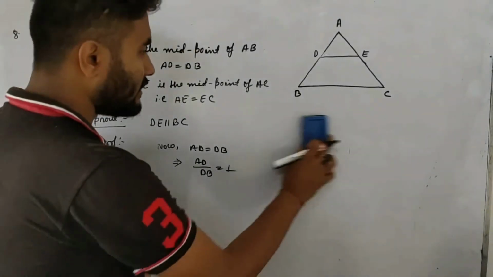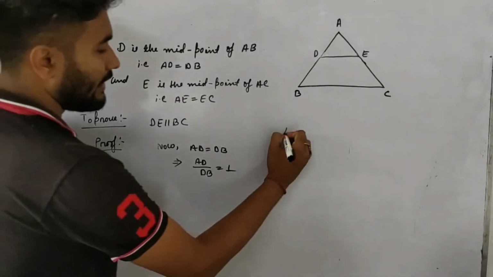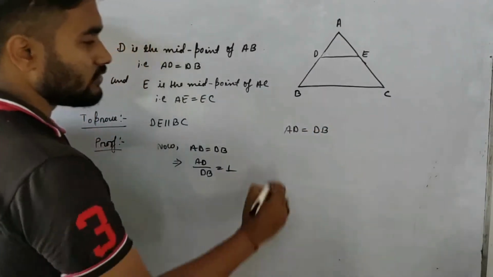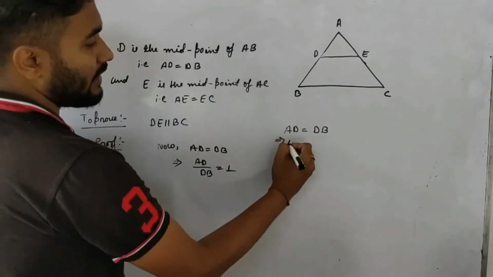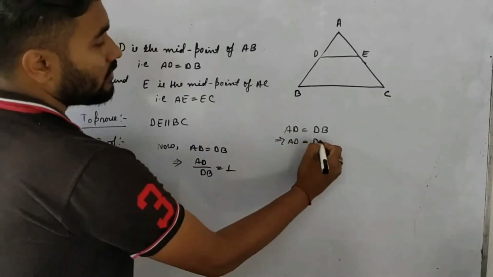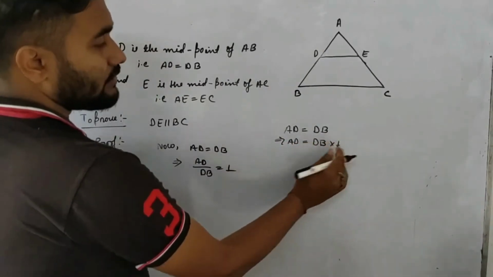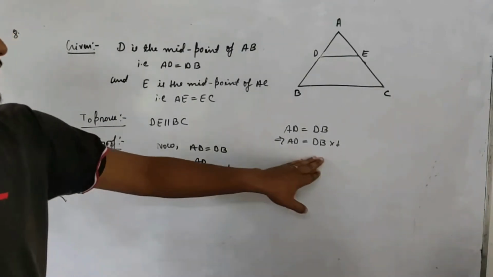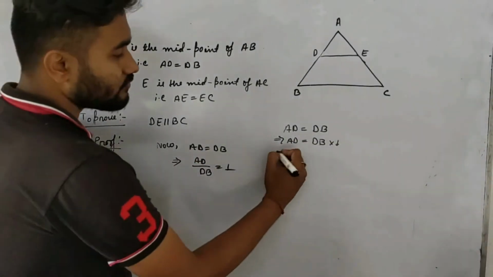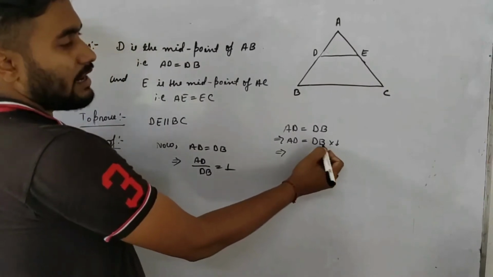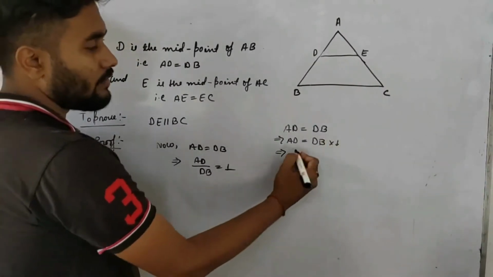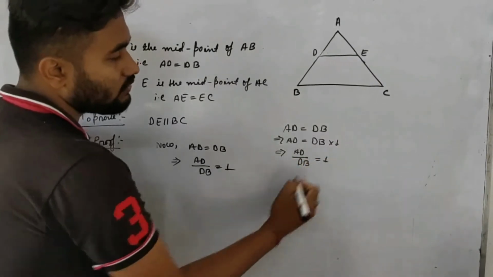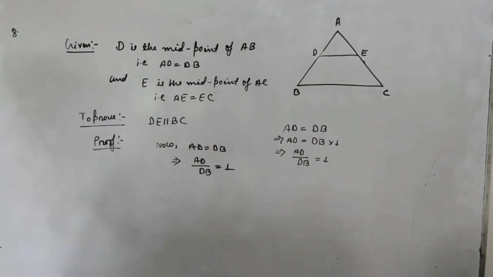Or you can think like this also, that AD is equal to DB, which implies AD is equal to DB into 1. There is a 1 you can write, it will not hamper the equation, right? Now DB is multiplying on that side, so over here we divide. So AD by DB will be equal to 1. This way I have brought this one.